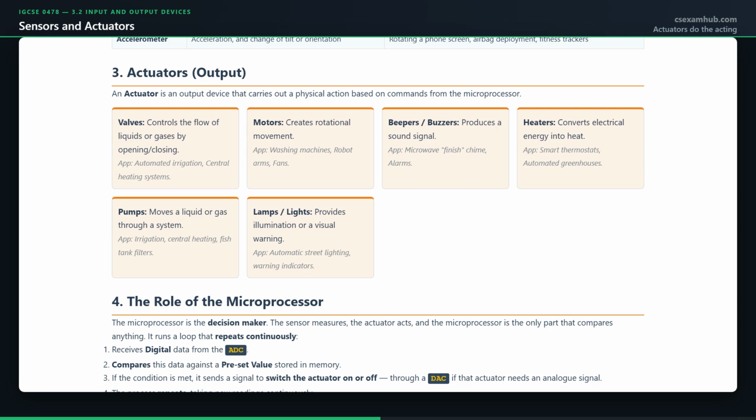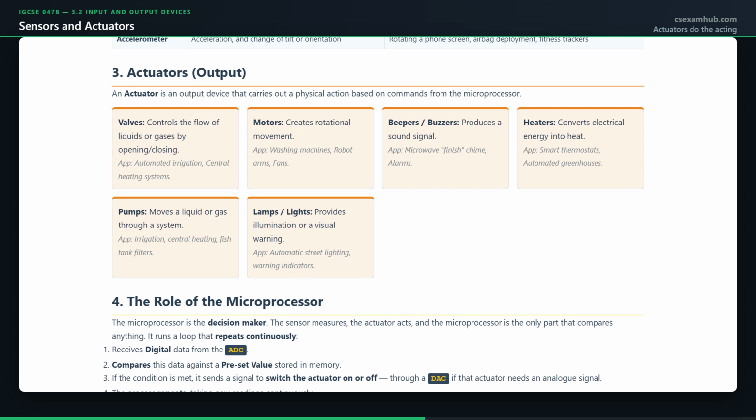Motors create rotational movement: washing machine drums, robot arms, fans, and the vents in a greenhouse. Valves control the flow of a liquid or gas by opening and closing in irrigation and central heating. Heaters convert electrical energy to heat in thermostats and greenhouses. Buzzers and beepers produce a sound signal, the chime when a microwave finishes, or an alarm. Pumps move a liquid or gas through a system, and lamps provide illumination or a visual warning.